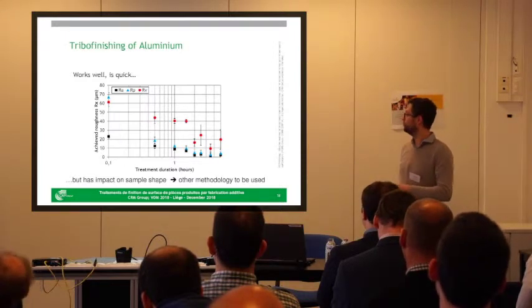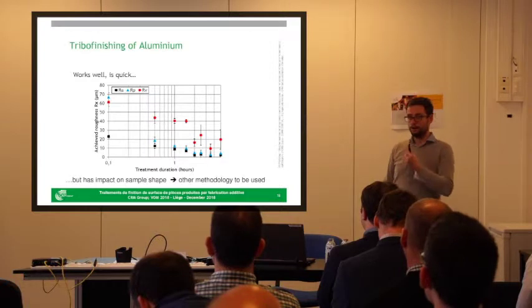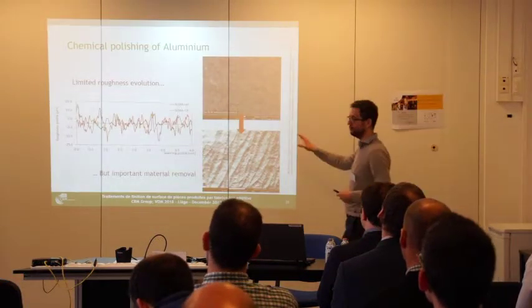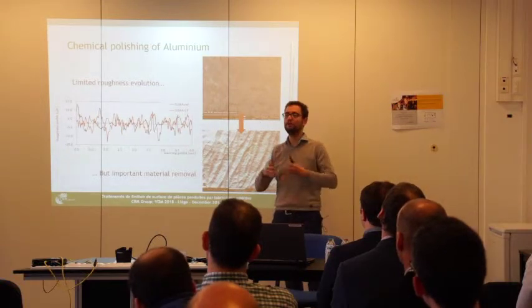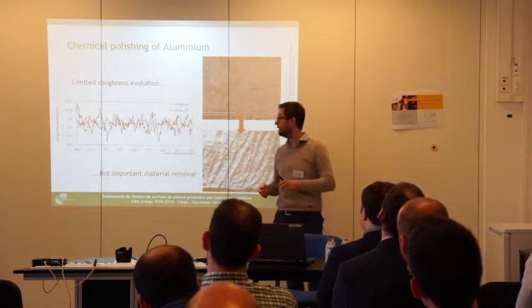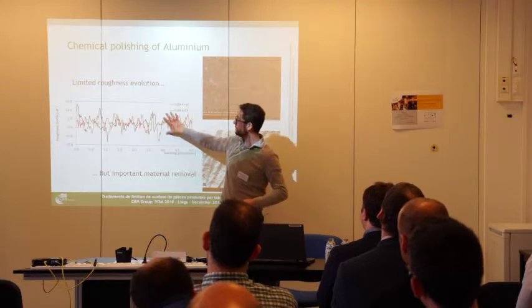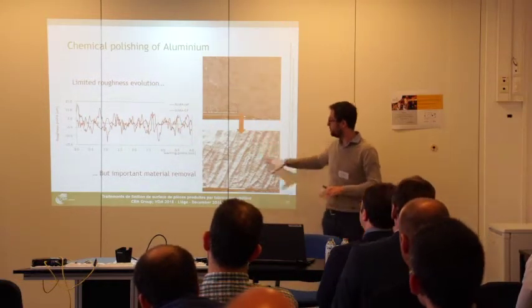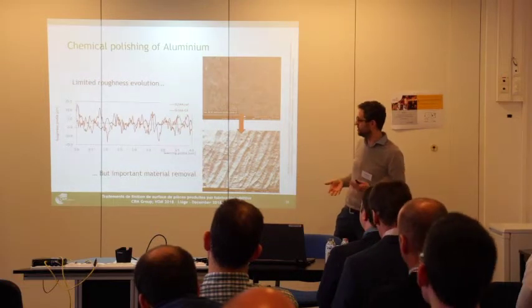So we propose another methodology, namely remove material by chemical polishing. As I said, we are not improving that much the roughness, but we are removing lots of material. So we can see the profiles before and after are the same. The shape is different, but the roughness has not changed that much.